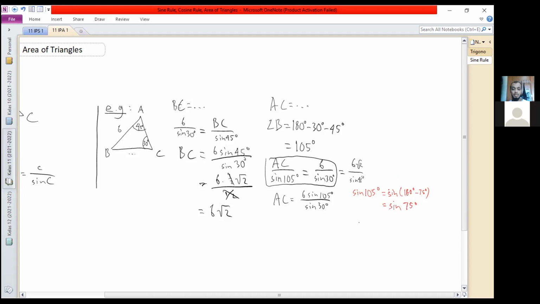In such a case, we can use a calculator. So this one is 6 times sine of 105 degrees, which is equal to sine of 75 degrees, divided by 1/2, so 12 times sine of 75 degrees, for example. You can just plug in the number from the calculator, or later you will learn some ways to find this angle, but for now, just let it be.